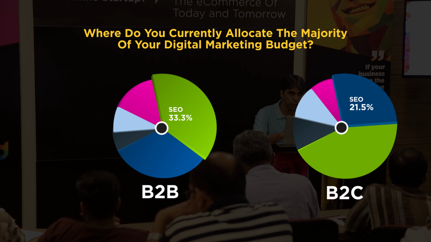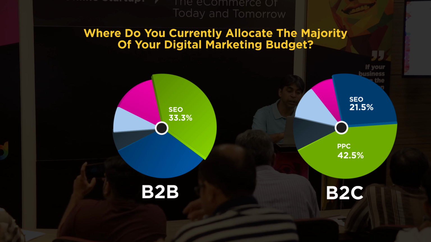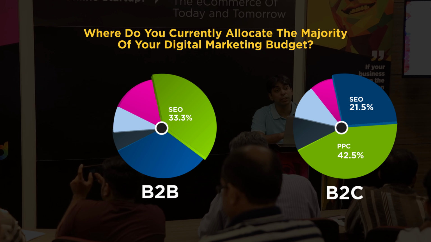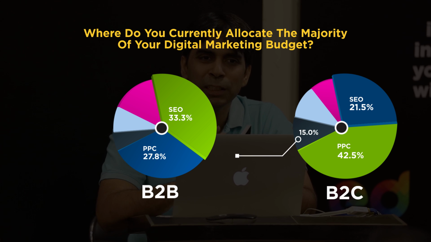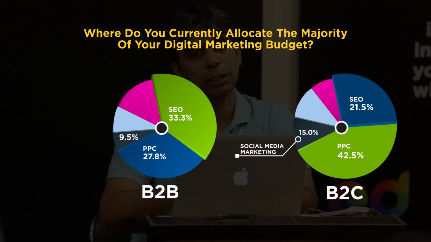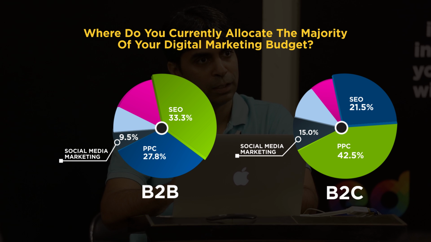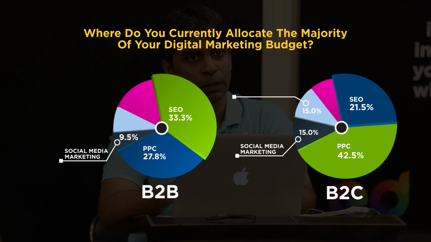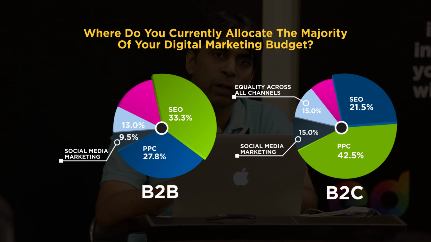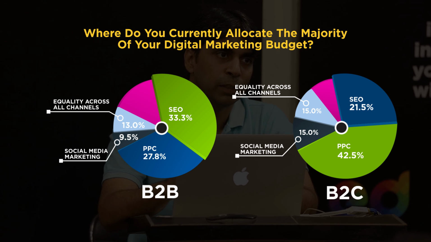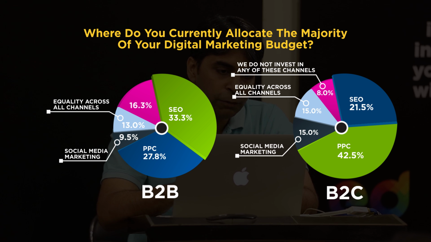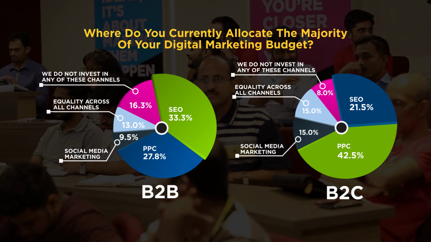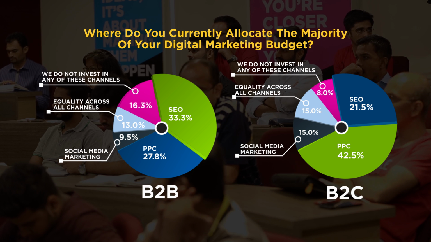Okay, why? We'll talk about it. B2C companies will spend almost 42% of their budgets on PPC versus B2B, which is 27.8%. It's very simple. B2B is more of a long-tail marketing strategy, right? So they depend more heavily on SEO versus PPC. Okay? And then others, obviously, you have... What's written there for 13% and 15%?